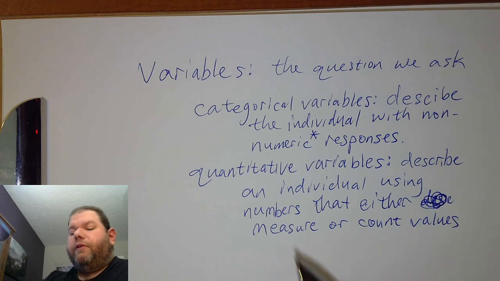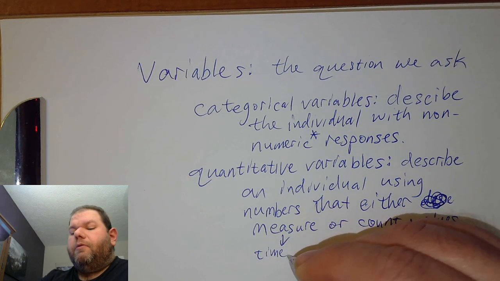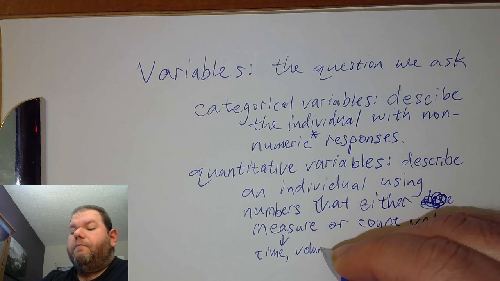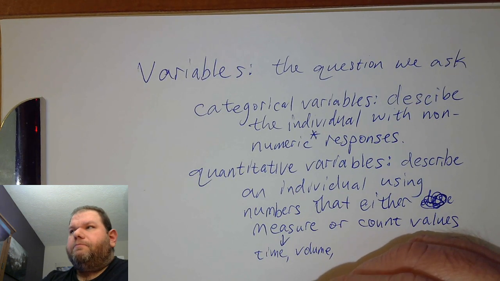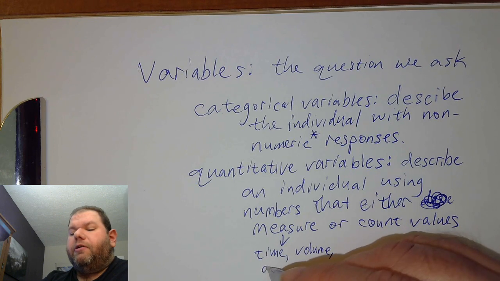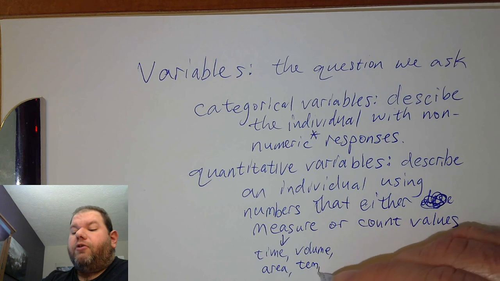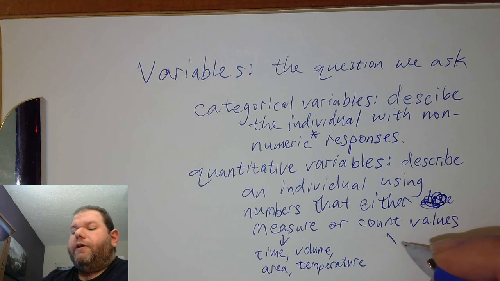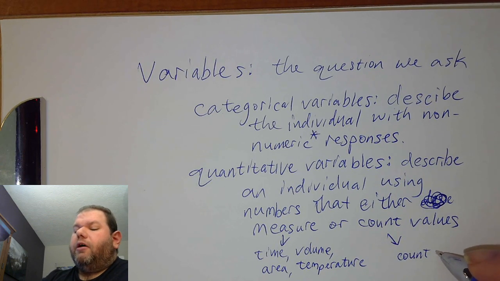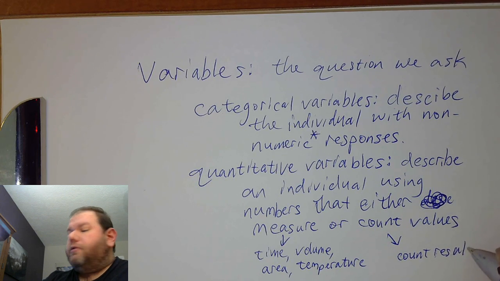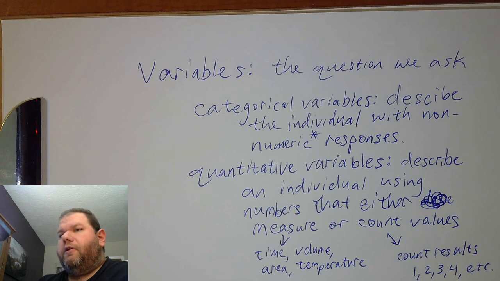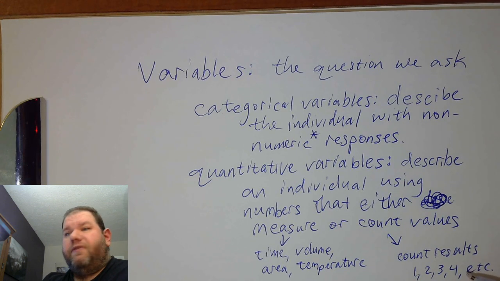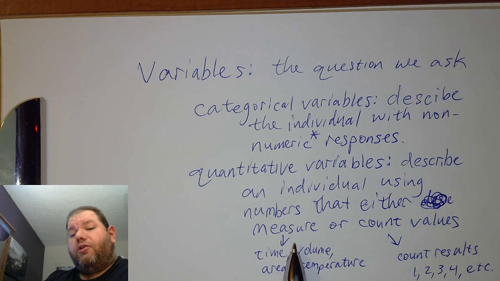measurement means, when we say measure, that typically means time, volume, what else? Area. Temperature, things like that are all measured. Whereas count, we just count results, 1, 2, 3, 4, etc. Yeah, weight would definitely be measurement. So we would count the number of siblings that we have, which technically zero is an option there, but 0, 1, 2, 3, 4, etc. But we would never measure the number of siblings we have.